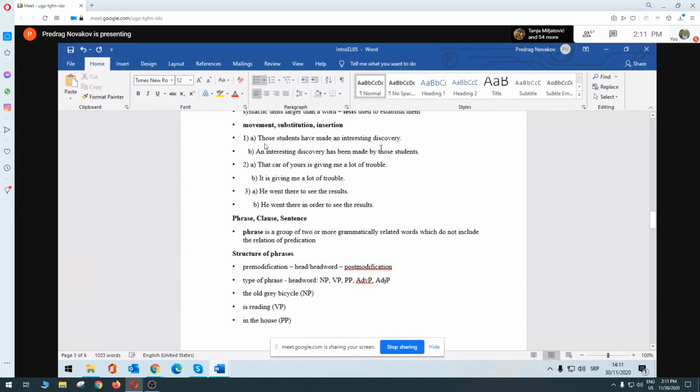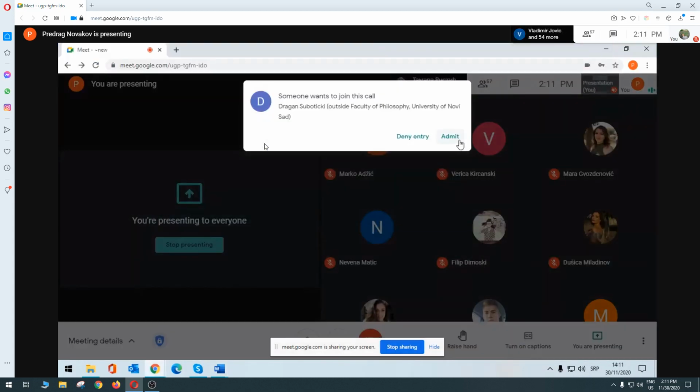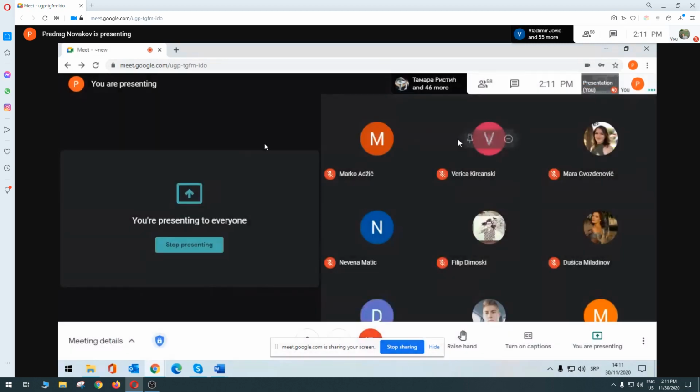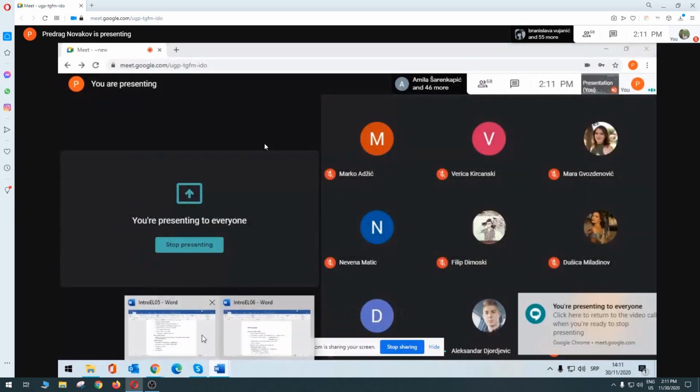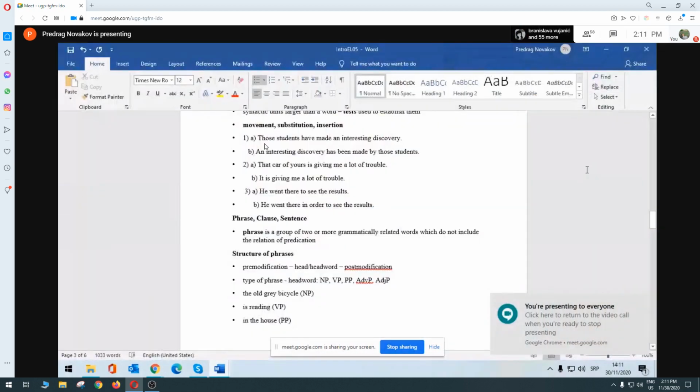Okay, let me answer it. So we obviously moved what? An interesting discovery is an object. We moved it to the initial position. So this is where I stopped. So we moved an interesting discovery to the initial position.